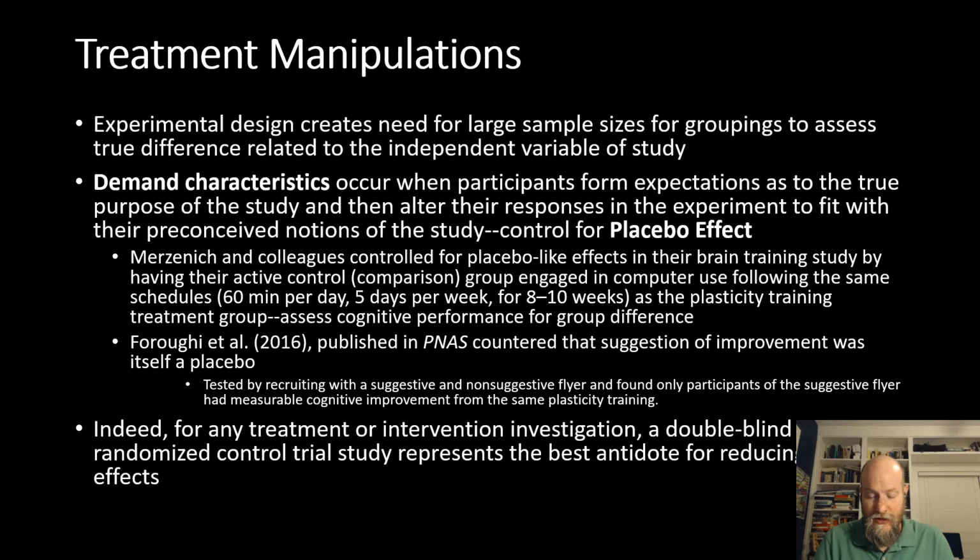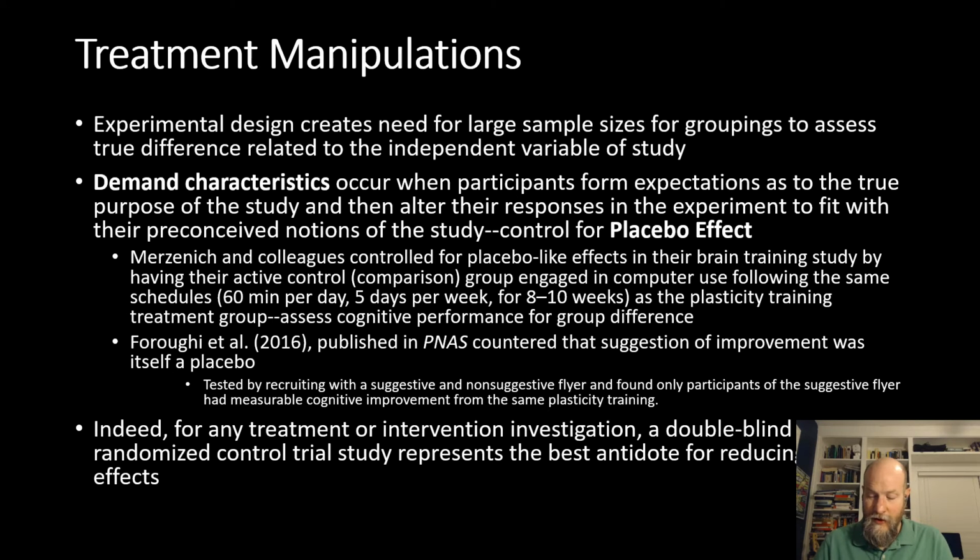The way that Feroji and colleagues tested this in the unfortunately abbreviated journal PNAS, oh gosh, now I'm going to forget what it is. But essentially, it's a reputable science journal. But the idea is that they tested this theory of the placebo effect by recruiting with 2 different types of flyers. They utilized suggestive and non-suggestive flyers. So in one flyer, participants were clearly told that you're being recruited for a study about brain plasticity. In another flyer, that information was not presented.